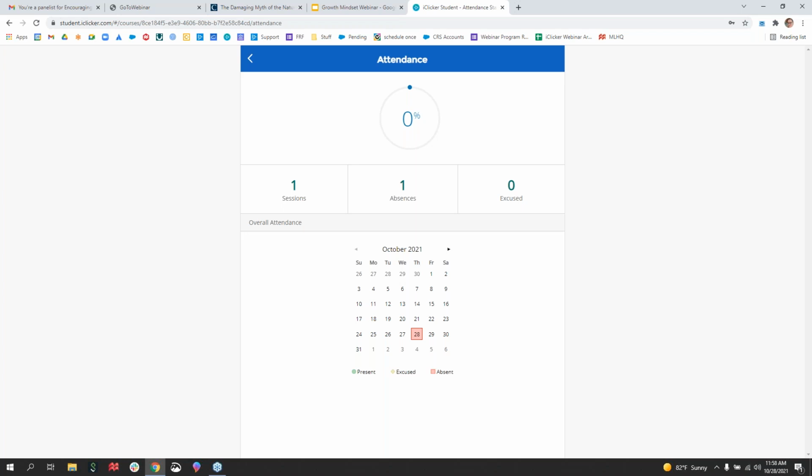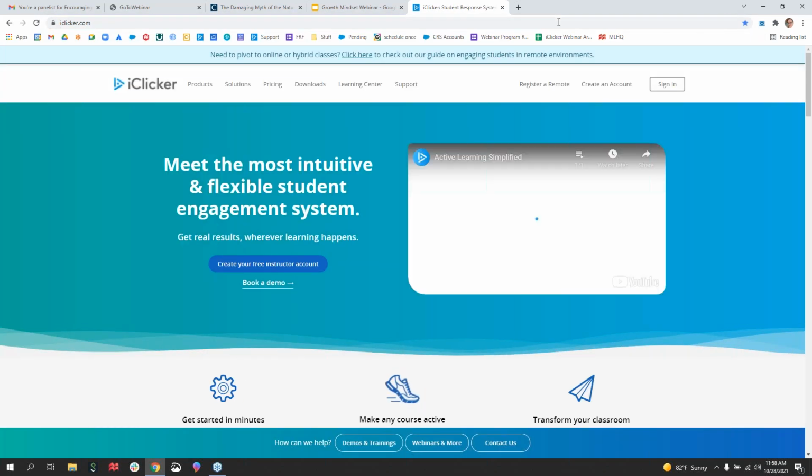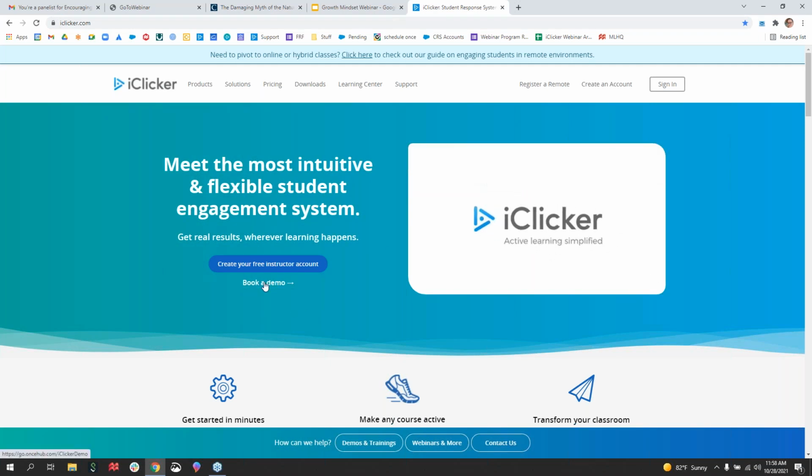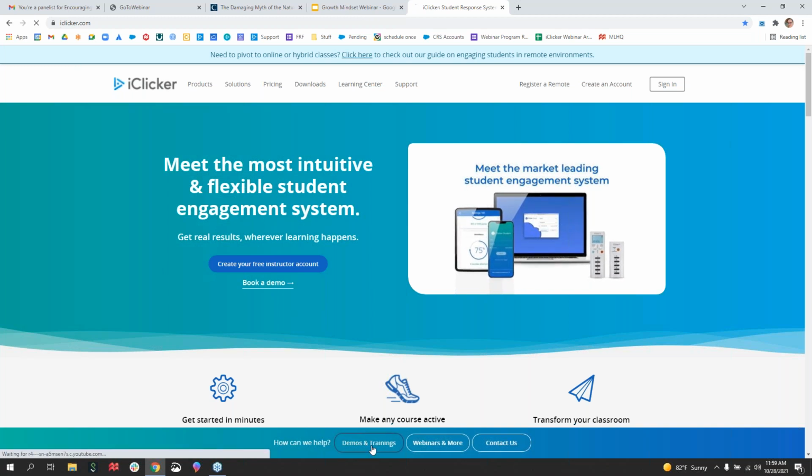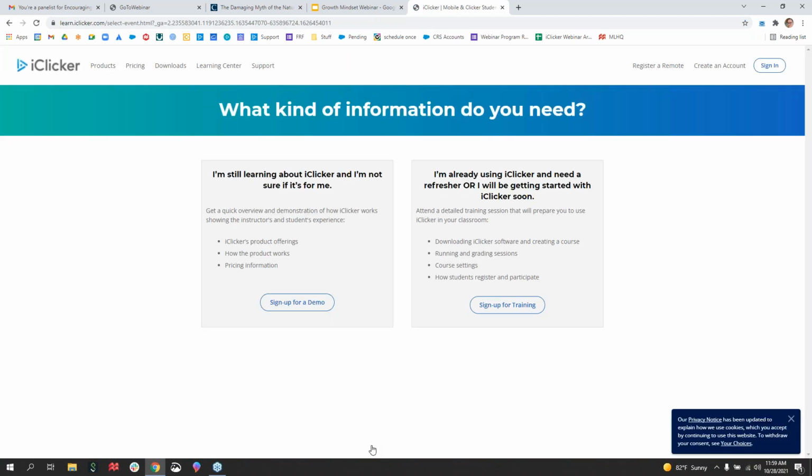Yeah, perfect. And then, sorry, one last question. For someone who's never tried iClicker before, where could you go to get more information or to learn how to use it? All right, just go to iClicker.com. It's really the only website you need to remember. And you can see right here in the middle, you can book a demo. A demo is really great if you just want to see it for a few minutes and get that high level overview of it. If you are already committed and you're ready to use this in your class, you can click that sign up for a demo or a training.